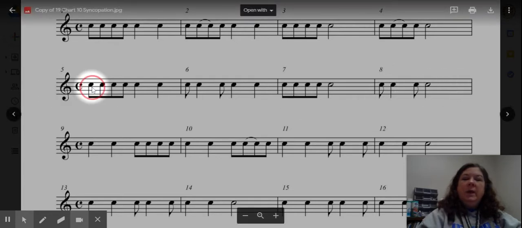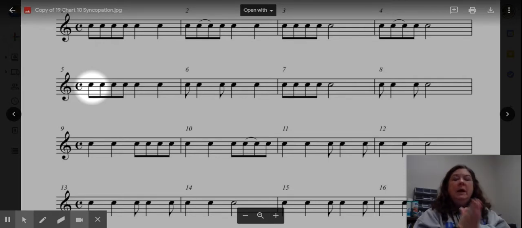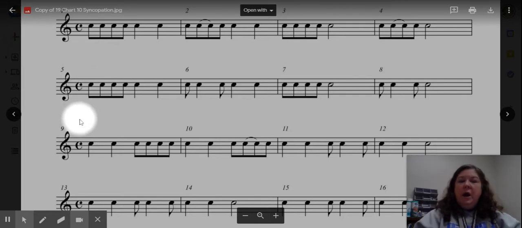Here we go. Line number 5, measure 5. Down, up, count and clap. 1, te, 2, te, 3, 4. 1, te, te, 3, 4. 1, te, 2, te, 3. 1, te, te, 3. All right, good job.